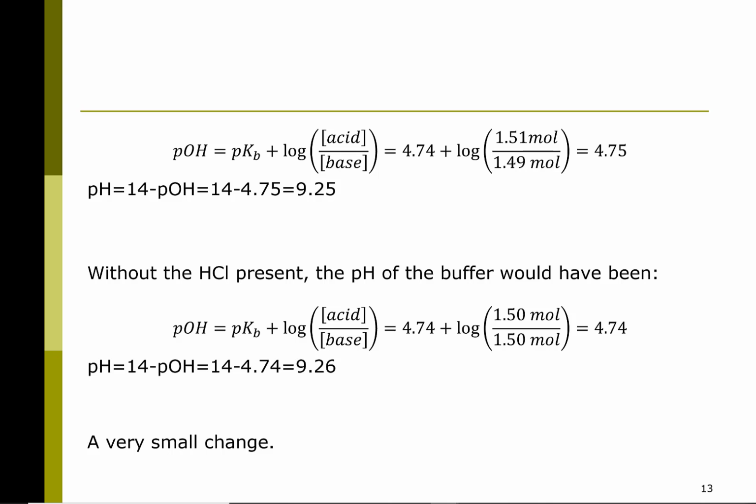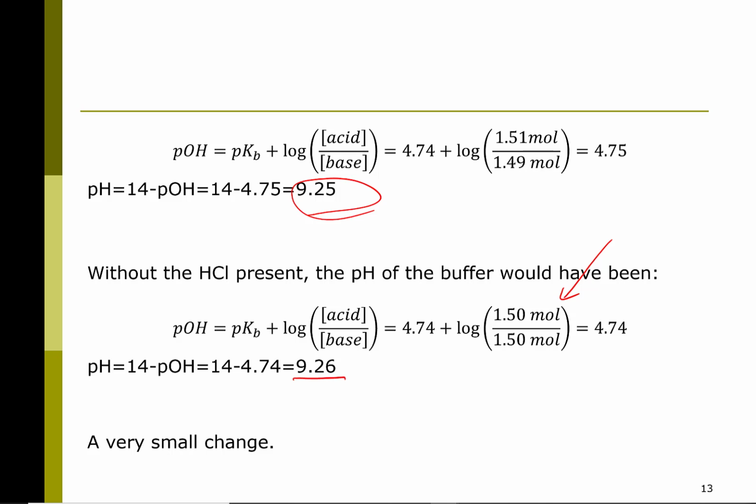And so, again, I get my 9.25 no matter which way I do it, double ice chart or two ice charts. That is the buffer after I add the HCl. The problem didn't ask me to calculate it, but just for comparison purposes, if I actually calculated the pH of the buffer before I added the HCl, when I had 1.5 moles of each, the pH was 9.26.